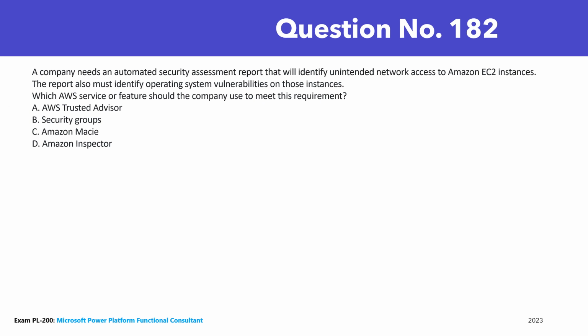A company needs an automated security assessment report that will identify unintended network access to Amazon EC2 instances. The report also must identify operating system vulnerabilities on those instances. Which AWS service or feature should the company use to meet this requirement? A. AWS Trusted Advisor. B. Security Groups. C. Amazon Macie. D. Amazon Inspector. Correct answer, D.